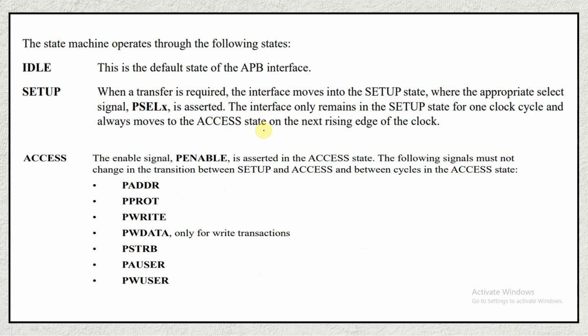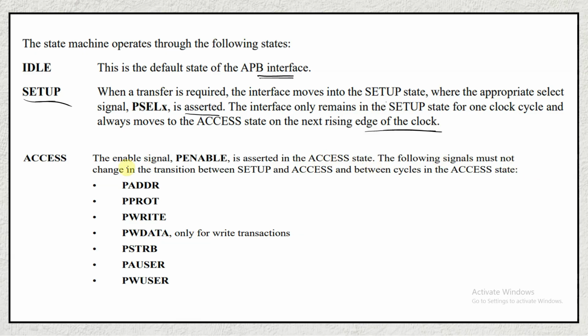You can see here the idle phase is the default state of the APB transfer. In the setup phase, when a transfer is required, the interface moves into the setup state when the appropriate select signal PSELECT is asserted. The interface only remains in the setup state for one clock cycle and moves to the access state on the next rising edge of the clock. In the access phase, the enable signal PENABLE is asserted.